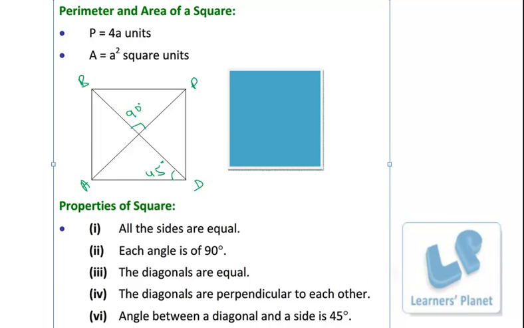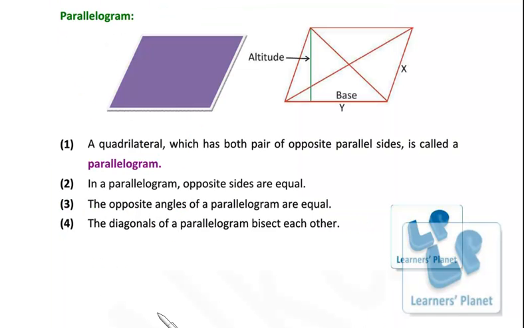Let's move further. Next we have the parallelogram. It is also one sort of quadrilateral having four sides. The opposite sides are equal. That means this side and this side are equal, and this side and this side are equal, right? None of the angles is 90 degrees. So that was the difference between a rectangle and a parallelogram.